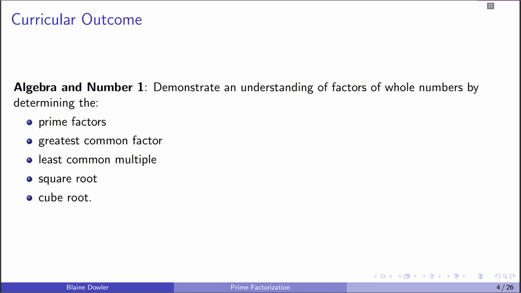So, our learning outcome. Our first learning outcome in the course is to demonstrate an understanding of factors of whole numbers by determining the prime factors, greatest common factor, least common multiple, square root, and cube root. Our focus here is on prime factors. The rest will come in later lessons.